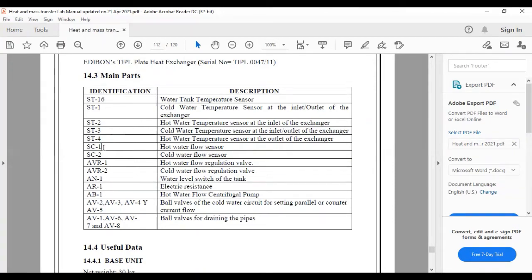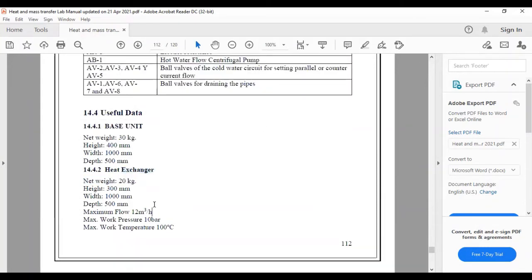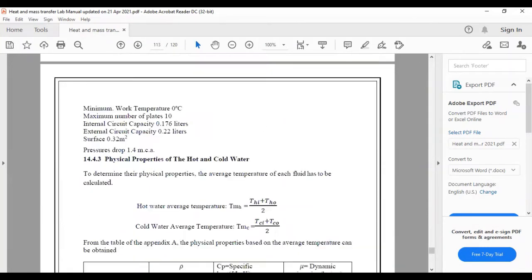SC1 will be used to measure the flow. It is basically a flow sensor, and it will measure the volume flow rate of hot water. And SC2 will measure the volume flow rate of cold water. All the others are valves, different types of valves we will use here. We will close and open these valves to make it a parallel flow or anti-parallel flow. Now this is some useful data. Different parameters are given, and we may use some values from here in the calculation.